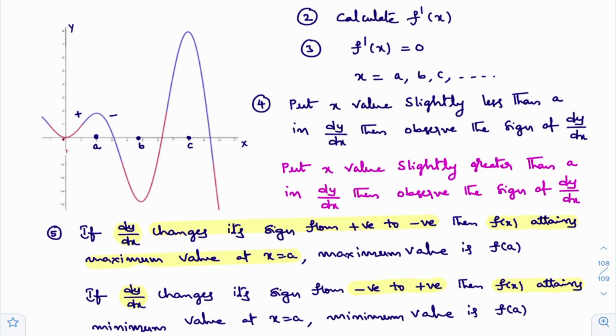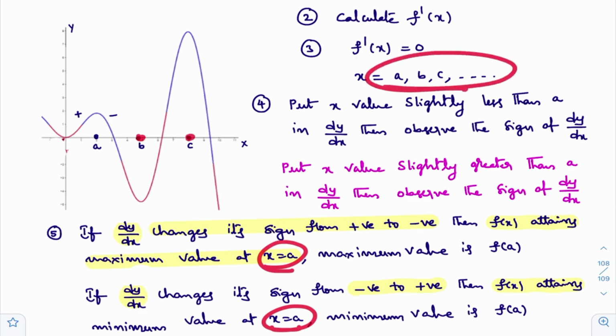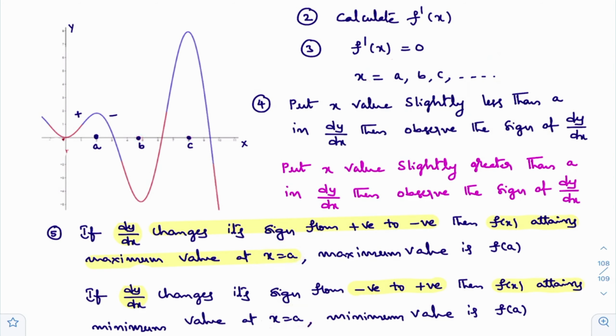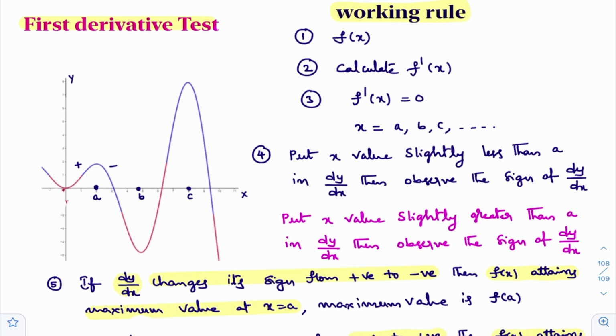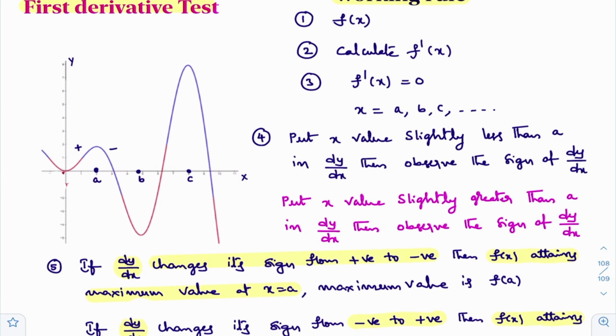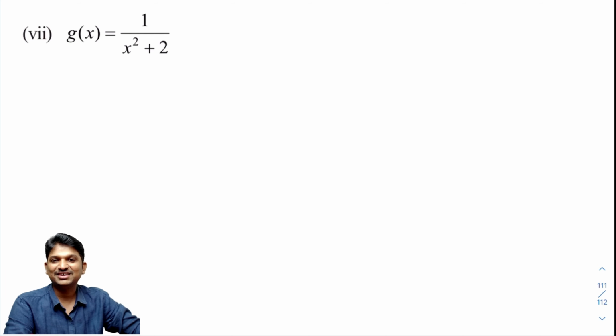Here I checked whether the function attains a maximum or minimum value at x equal to A. In the same way, I can check whether the function attains a maximum or minimum value at the other critical points also. So this is the working rule for the first derivative test. I hope you understand the working rule of the first derivative test, right?